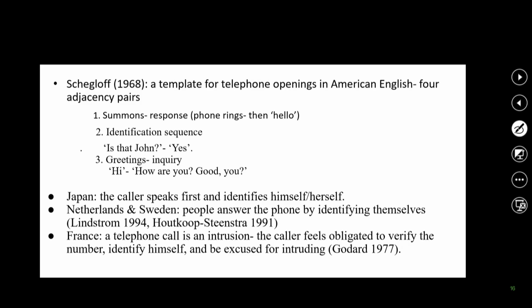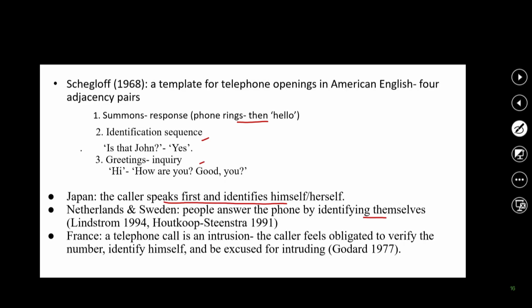Now, Schegloff talks about certain templates: summons and response, the phone rings, and then hello, then the identification sequence, and then the greetings inquiry. But in certain cultures, this is not how it is. In Japan, for example, the caller speaks first and identifies himself or herself. In the Netherlands and Sweden, people answer the phone by identifying themselves straight away, as in, I am this, who is on the other side. There is nothing else before that.